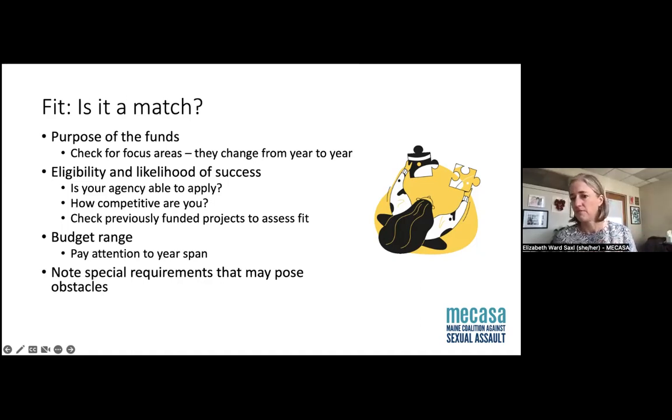So how competitive, we talked about that. Again, looking at previously funded programs is a great way to assess that. The budget range, is it going to work? Does it work for the span of the project you're thinking of? And then there are often special requirements, some which just are too great of a burden for the project that you want to do.